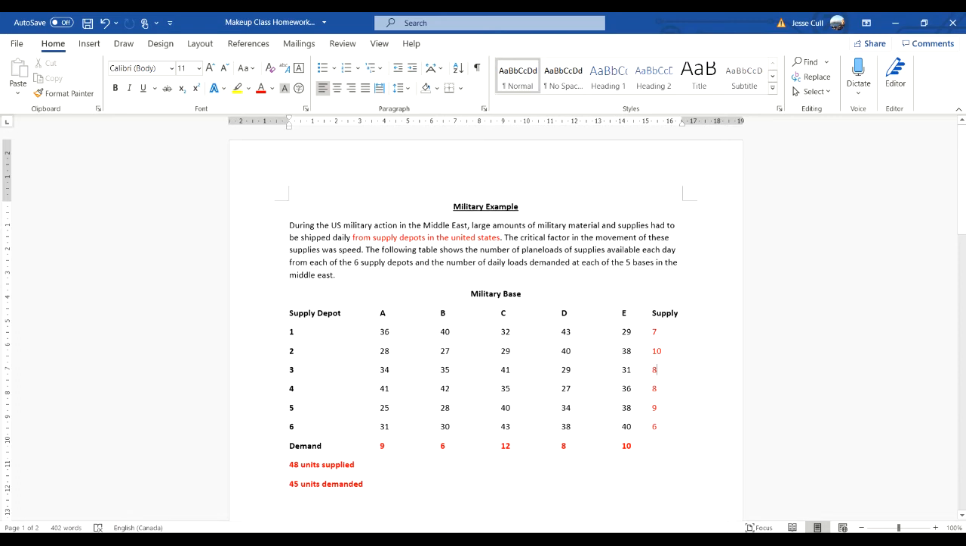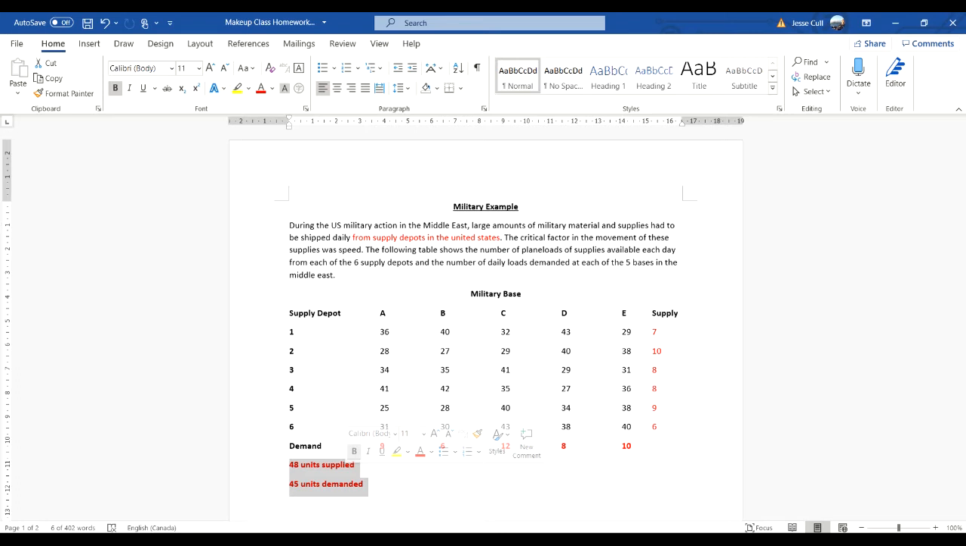How about demand? We have 9, 15, 27, 35, 45. We have 45 units demanded. So we have 48 units supplied and 45 units demanded. What we have to do then is solve knowing it's unbalanced.